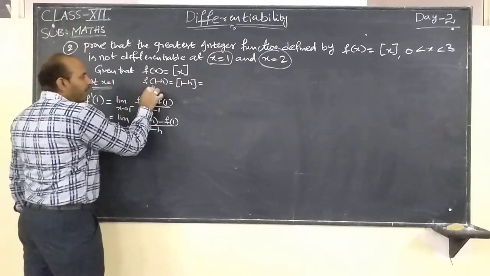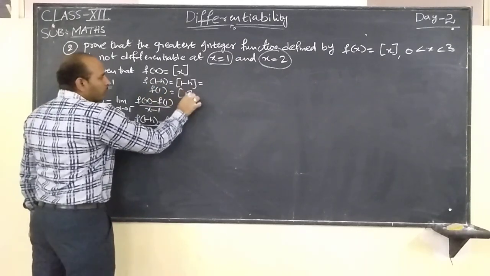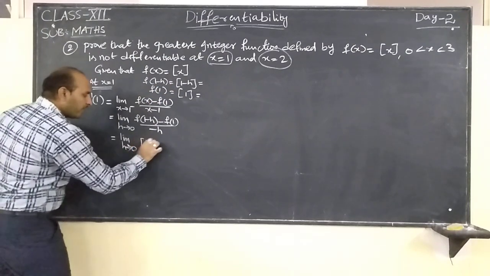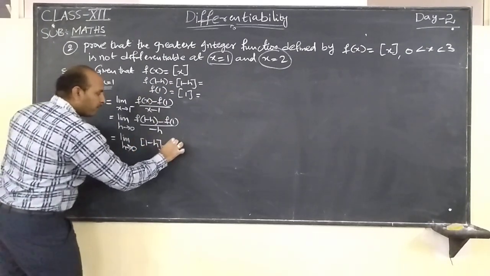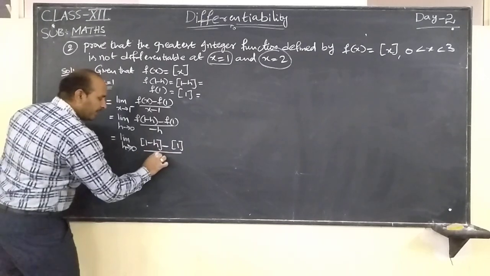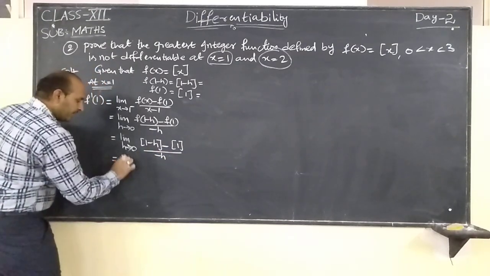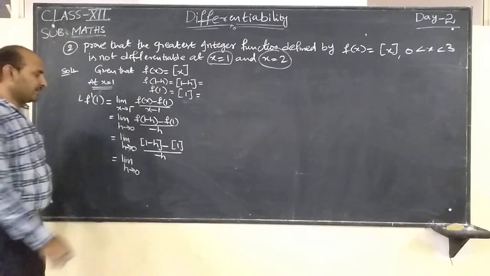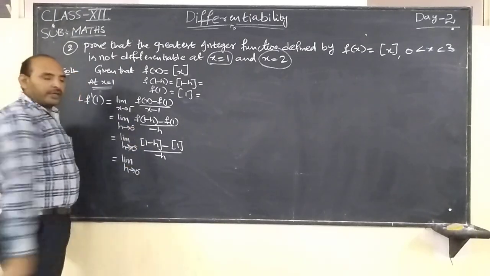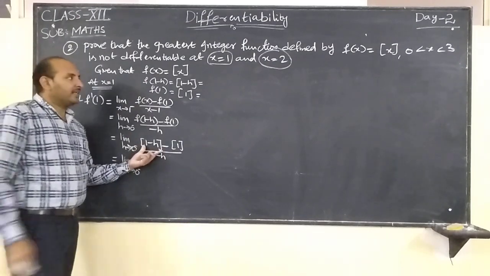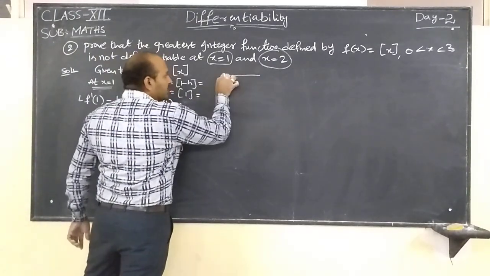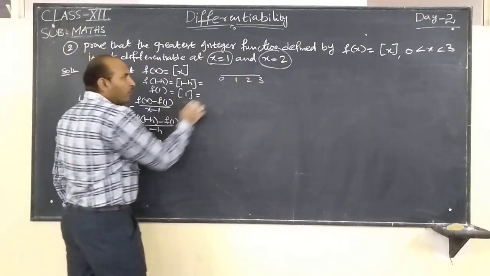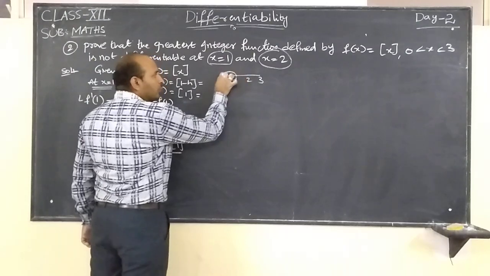And again f(1), which is equal to [1] (box/greatest integer function value), how much? So instead of f(1 − h), what does it mean? [1 − h] − f(1), that means [1 − h] divided by −h, which is equal to the limit as h tends to 0 minus. We can write [1 − h] in the interval 0 to 1. We are taking 1 − h for this interval, 0 to 1 interval.